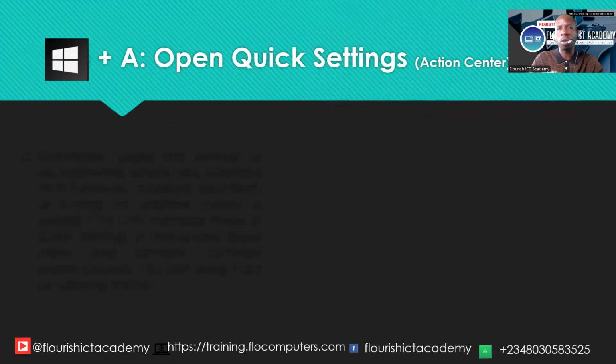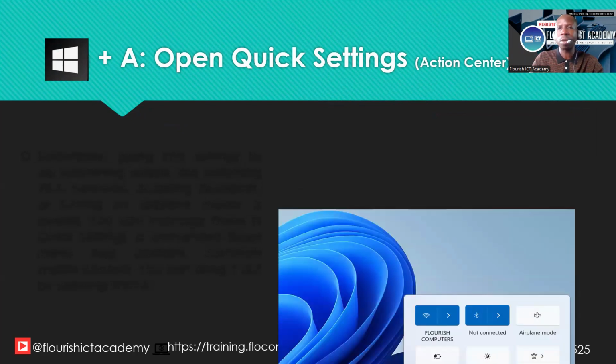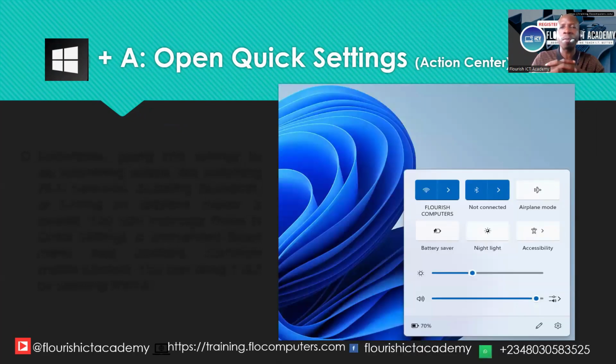The next one we're looking at is Windows key plus A. This one opens what we call quick settings, the action center. When I press it, this is what comes up on my screen. This is what you have on the lower right-hand corner of your computer on the taskbar. This is where you can turn off Bluetooth, you want to change to flight mode, you even want to change your network. Maybe the network you are connected to, you want to change it to another network.